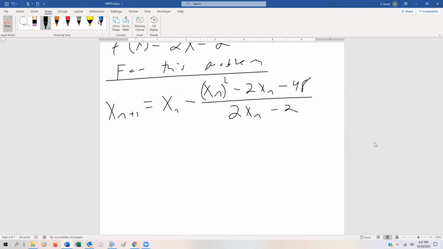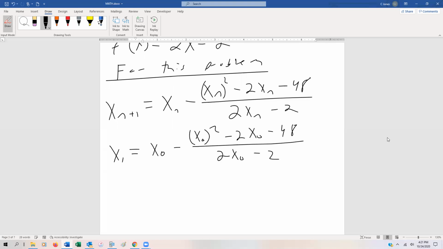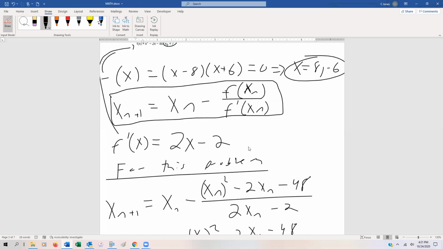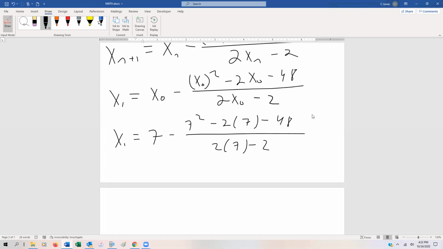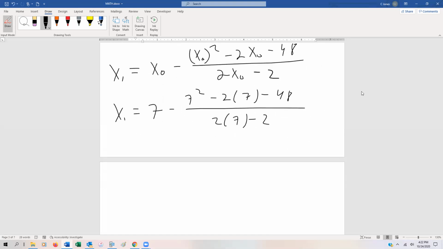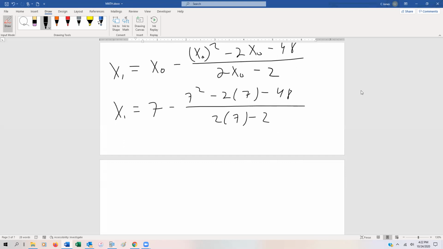Now, let's find x1. And x1 is going to be equal to x naught minus x sub 0 squared minus 2x sub 0 minus 48 divided by 2x sub 0 minus 2. Or if we know what x sub 0 is, remember x sub 0 is 7 up here, then x1 is going to be equal to 7 minus 7 squared minus 2 times 7 minus 48 divided by 2 times 7 minus 2. And if we wanted to, we could just throw this right into our calculator and get an approximation. So I'm going to show you, first of all, the long way to do it, and then I'm going to show you an easier way to do this in the calculator.